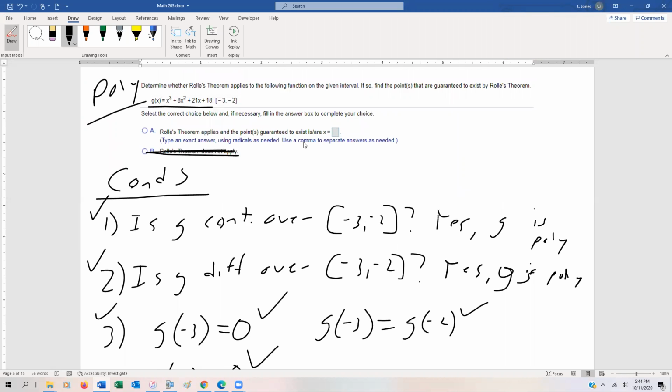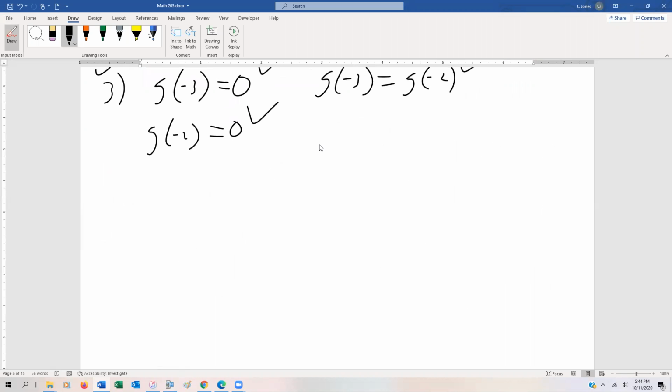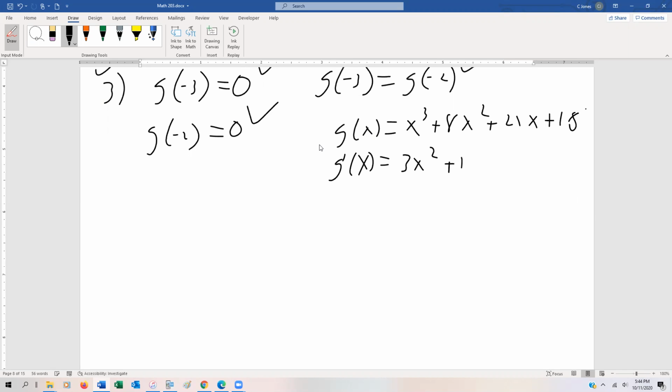Now we're going to find the derivative. Remember our original function, x cubed plus 8x squared plus 21x plus 18. Now g prime of x, our derivative, is 3x squared plus 16x plus 21. And we're going to set that equal to 0. There are 2 ways that we can try to solve this. First of all, we could try to factor it, if it is factorable. If it's not factorable, then we're going to use the quadratic formula.